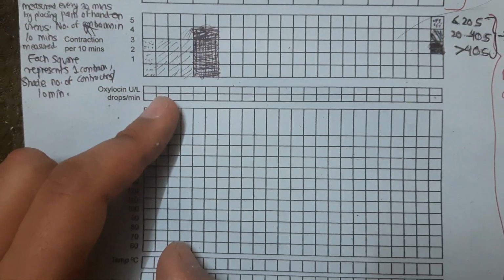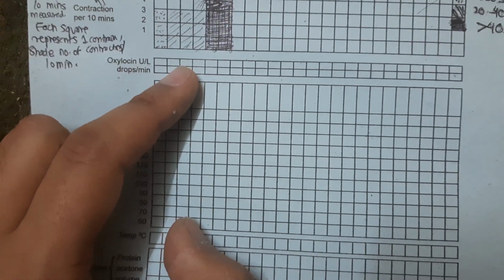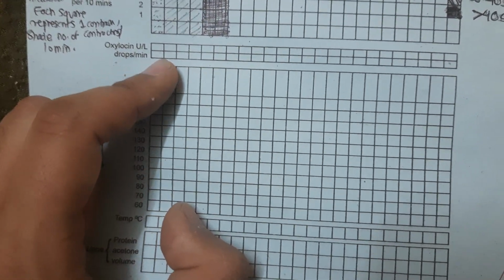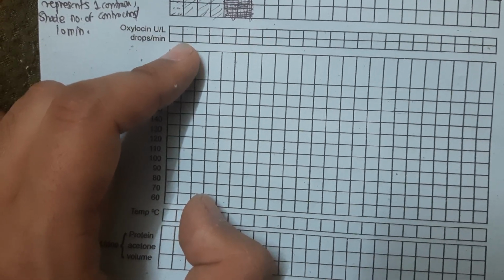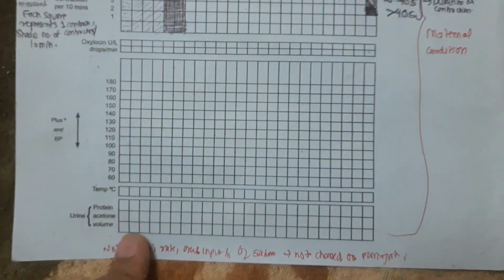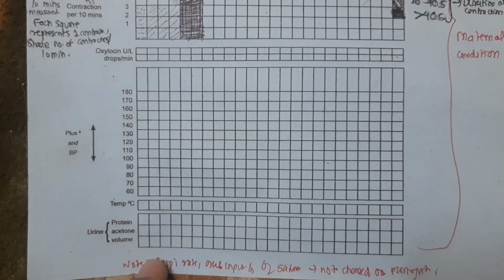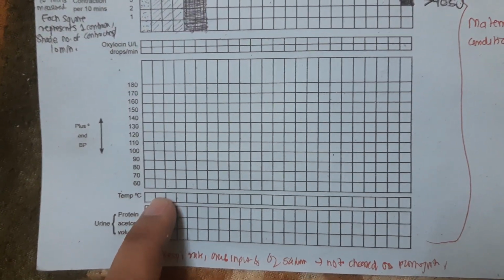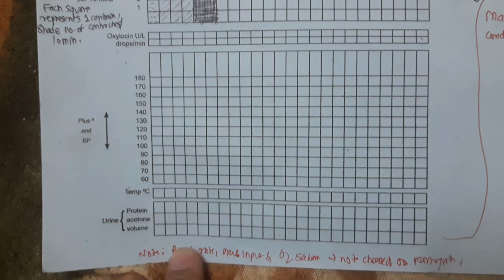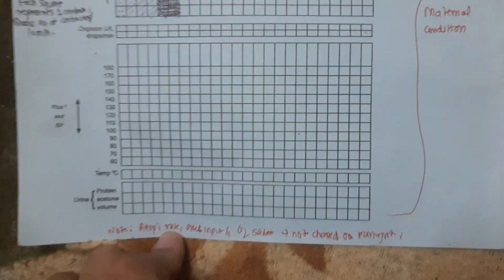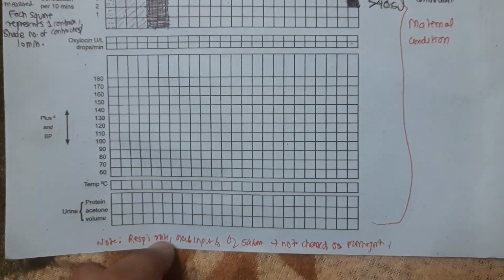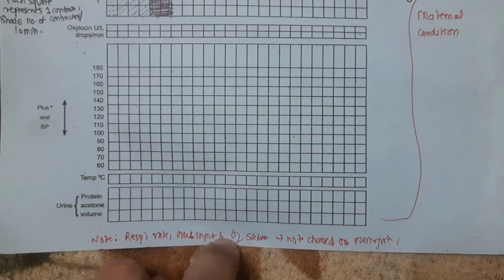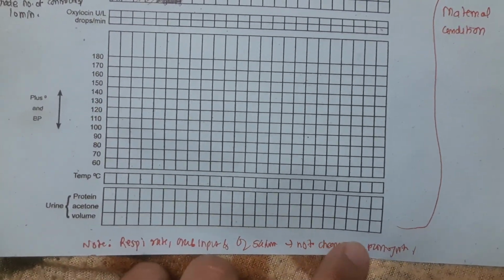And in oxytocin, we have to plot the concentration in the upper box and the dose, that is, drops, in the lower box. And this was all. The temperature is measured every 2 hours. And a final note: respiratory rate, oral input, and oxygen saturation are not charted on the partograph. So this information is not provided.